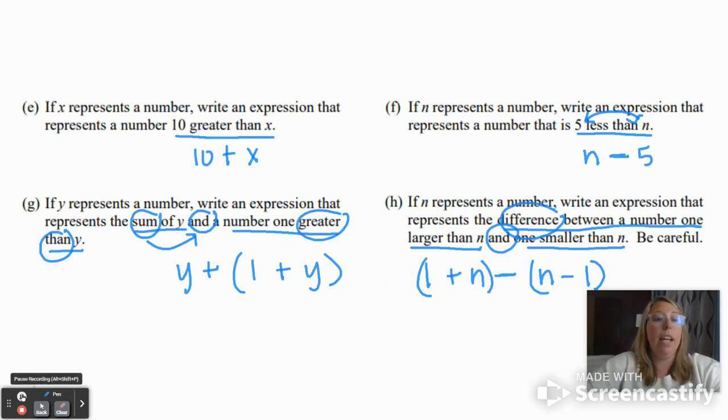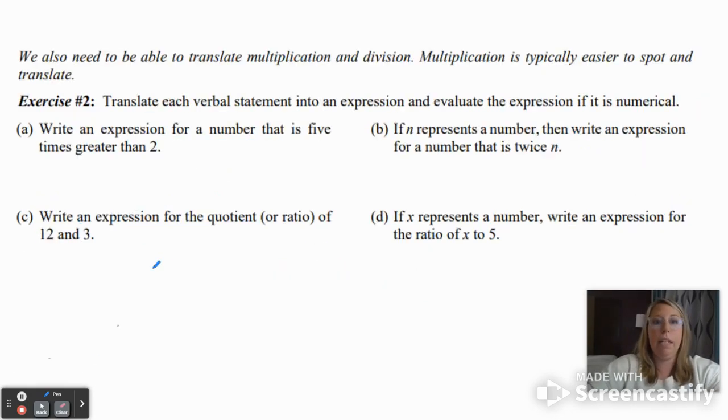Let's look at some in exercise 2. For exercise 2, we're looking at words that mean to multiply or to divide, which we've already covered in your first set of your notes. So let's dive right in. For part A, we've got a number that is 5 times greater than 2. Careful here, we know that greater than typically means to add, but we're talking about times greater than, so that literally just means 5 times 2.